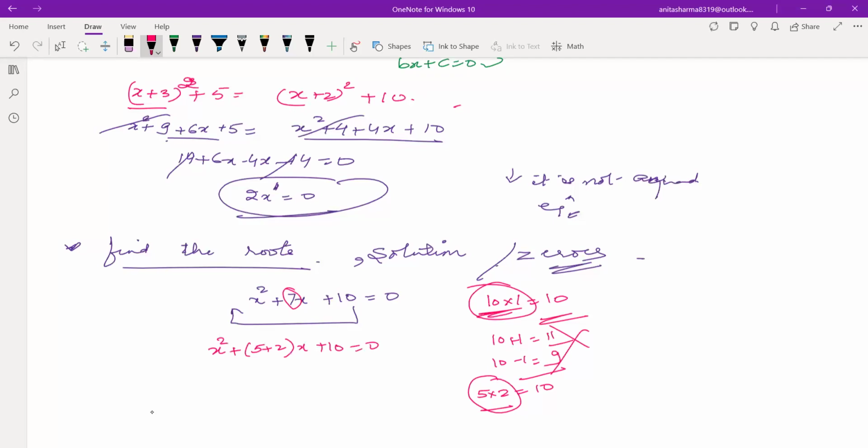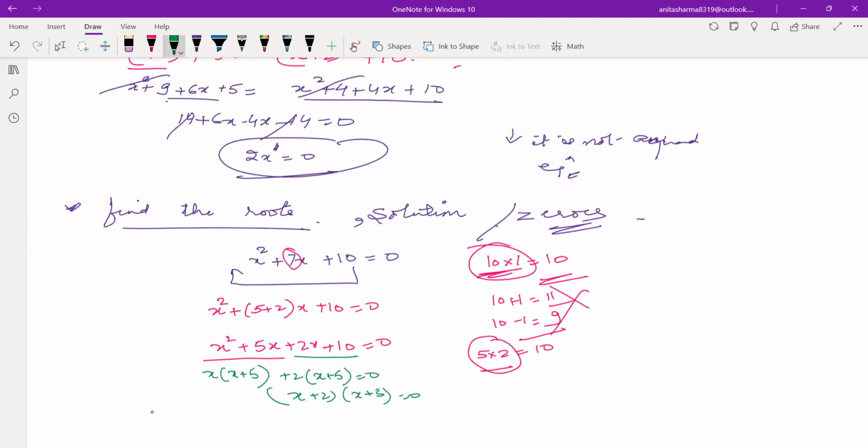Now open the bracket, children. So x square plus 5x plus 2x plus 10 is equal to 0. Now from the first two terms, you can take x common: x plus 5. From the last two terms, you can take 2 common: x plus 5. So now the factors are x plus 2 and x plus 5 is equal to 0. So you will put them separately equal to 0. So the values of x will be minus 2 and minus 5. Understood, beta? Children, all have understood?